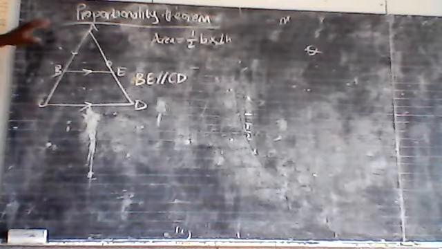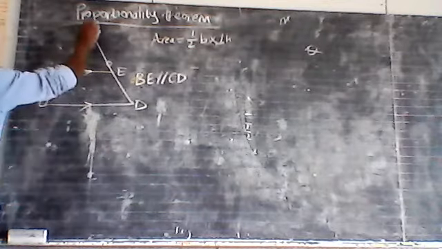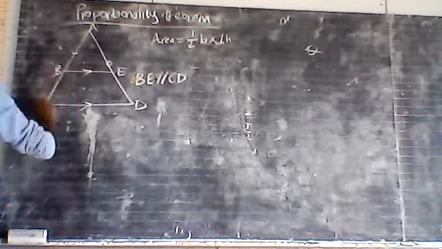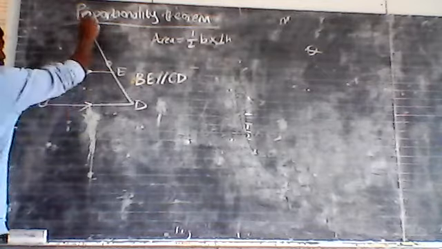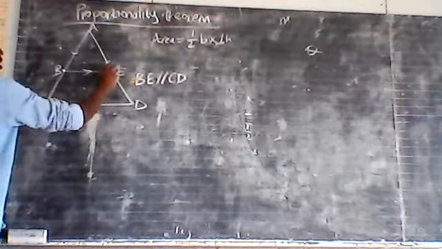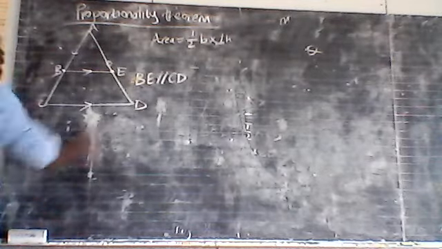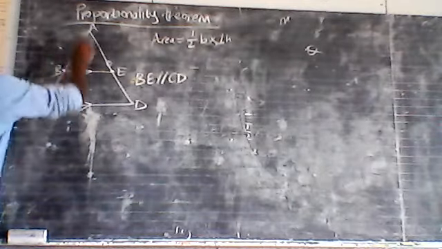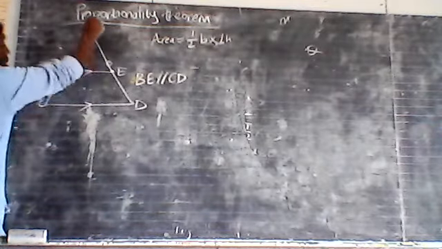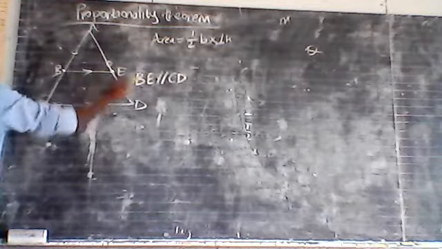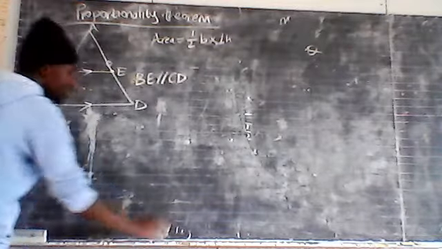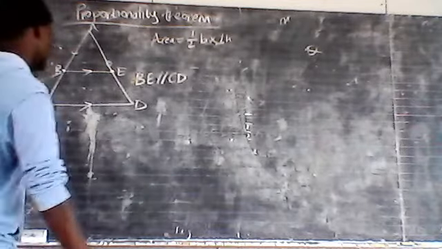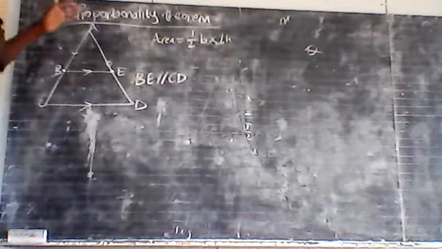So this theorem goes further to say that it divides the AC at B and it divides the AD at E. So it means that these two sides, the AC and the AD, are divided proportionally. The AC is divided into AB and BC, and the AD is divided into AE and ED.